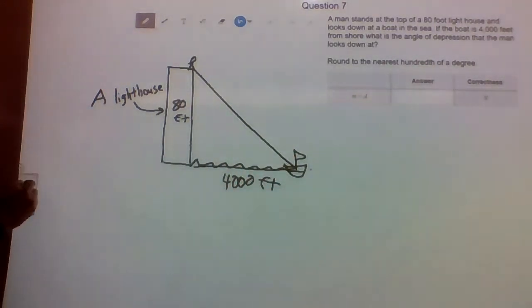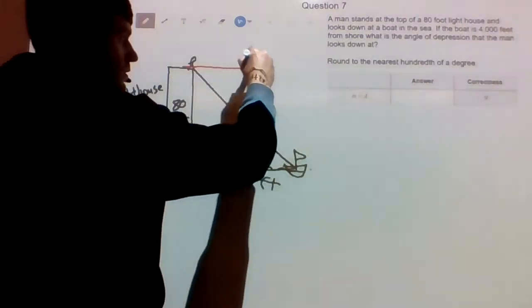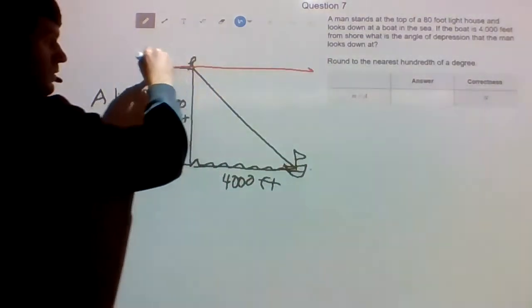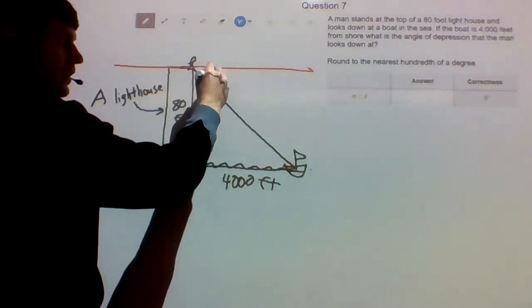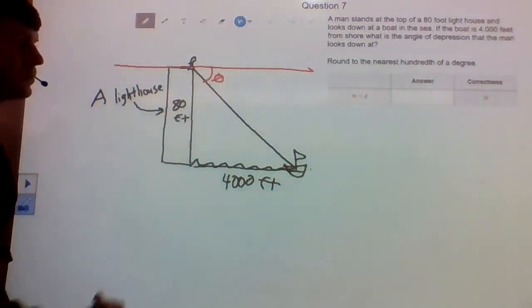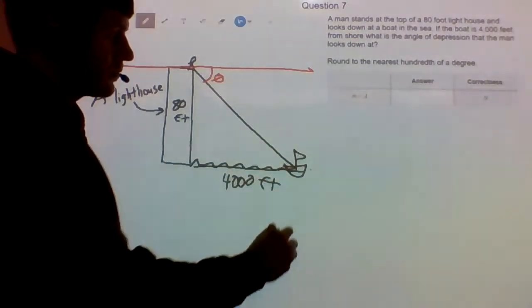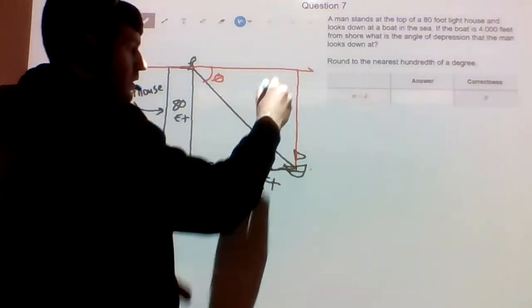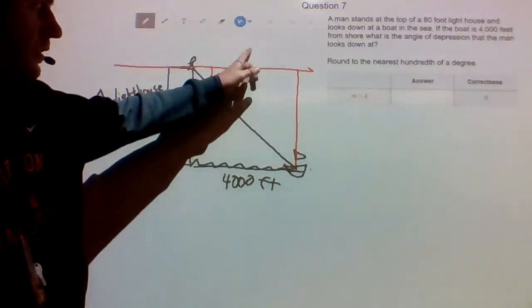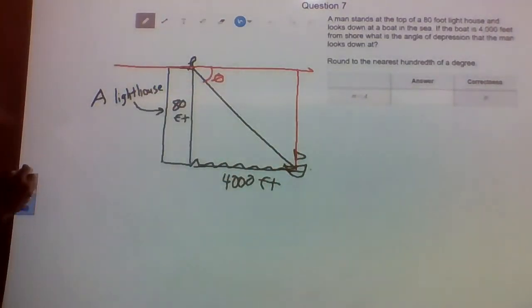Okay, so he's looking down below the horizontal. So, here's our horizontal. Okay, so the angle of depression is the angle going down. It's the degrees to which he's looking down. So we can make another triangle here if we want to. And then this would be 80. This would be 4,000. But I think the easier way to do this is just use alternate interior angles.